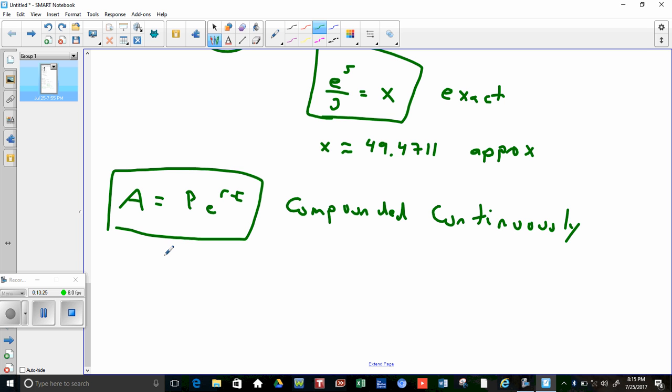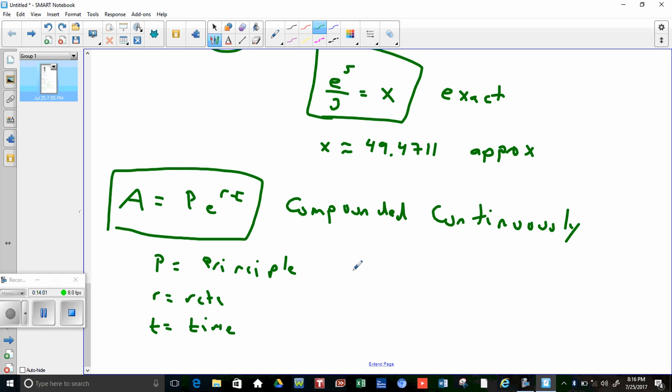Okay? So A, which is basically the answer, this is the amount that we're going to get out, can be found where P is the principal. I always forget if it's an LE or an AL. I think it's LE, principal. R is the interest rate, and T is the time. So if you're given these pieces of information, you can simply plug it into your calculator and find something.